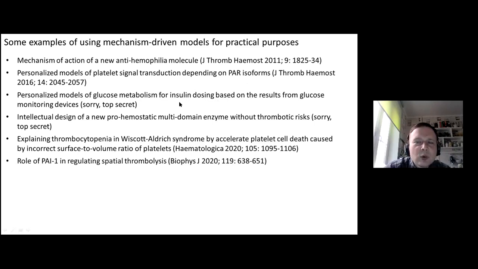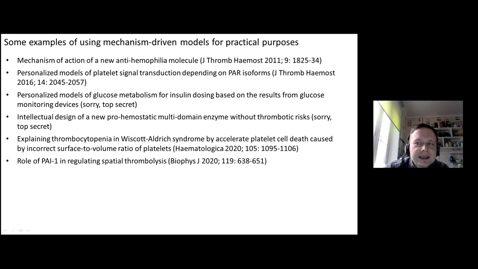Another study that was not published because it was supported by Samsung, just for practical purposes, developed personalized mechanism-driven models of glucose metabolism, so that the programmers could, based on this model, develop personalized insulin dosing recommendations based on the curves obtained in continuous glucose monitoring devices.